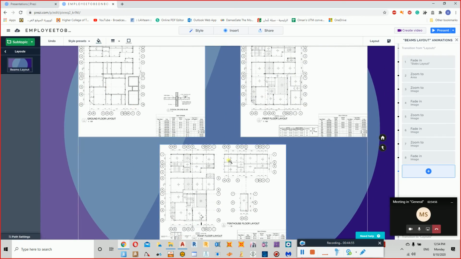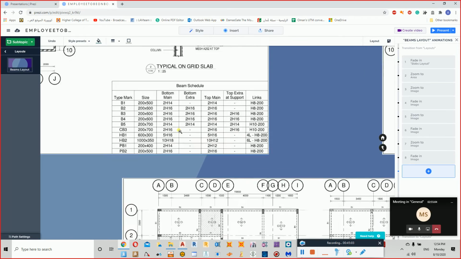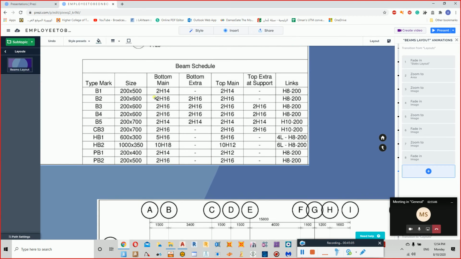Okay, the same layout for the beams and the slabs, since they are interconnected together. Now what we need to concentrate on is this particular beam schedule. If you go and see here, we have different terminologies: B1, B2, B3, B4, B5, CB, HB, BB, or PB.